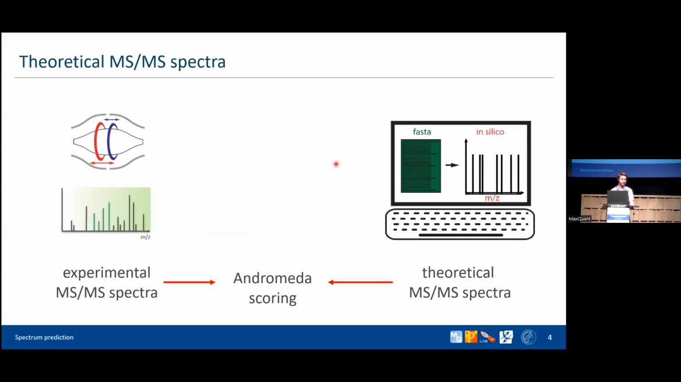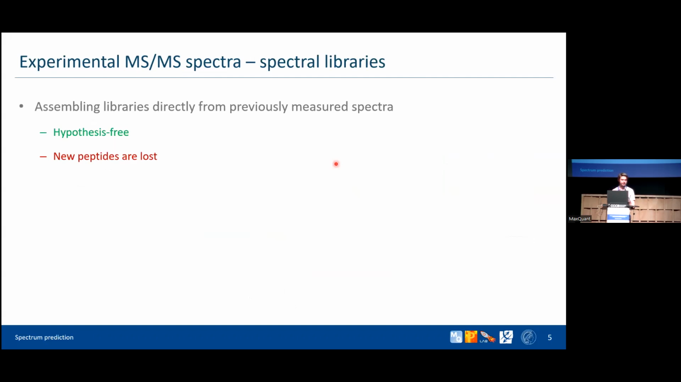But although this approach has been successfully applied for many years, intensity pattern carries crucial information that we just don't want to lose. And one way to utilize it is to assemble libraries directly from previously measured spectra. And this approach has the advantage that we don't rely on our assumptions about the peaks from the peptide sequences. We use the peaks themselves, so it's hypothesis free. However, any new peptides not present in the spectral libraries will be lost in the analysis, which is not good.